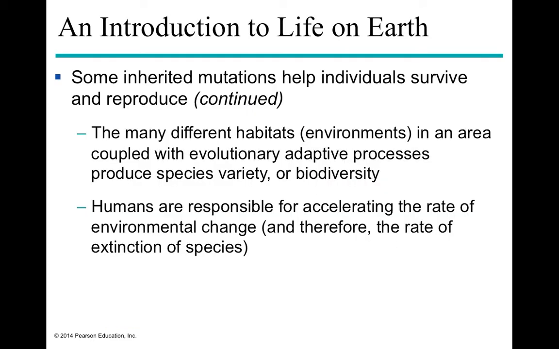Now, some of the inherited mutations, again, are going to help the individuals survive and reproduce, but since we have so many different habitats or environments in different areas, plus we have all of these adaptive processes, that's going to help us increase the biodiversity of the natural world. So that's going to be one of the major causes of species variety. And unfortunately, we as humans accelerate the rate of destruction of our natural environment, so we're also accelerating the rate of environmental change and therefore the rate of extinction of multiple different species.